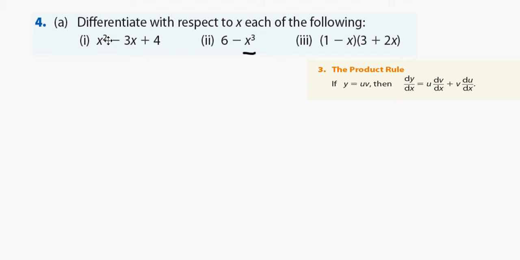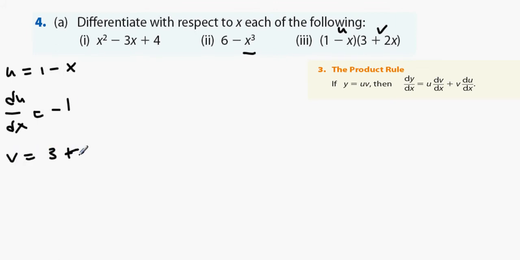Okay, so the third one is a product rule, okay? So once again, we identify that two brackets are being multiplied by each other, okay? So we just do a quick list in the corner. U is 1 minus x, du dx is minus 1. V is 3 plus 2x. Differentiate that and we get dv dx is 2. Okay, so what we're going to do now is put in dy dx, figure out what dy dx is.